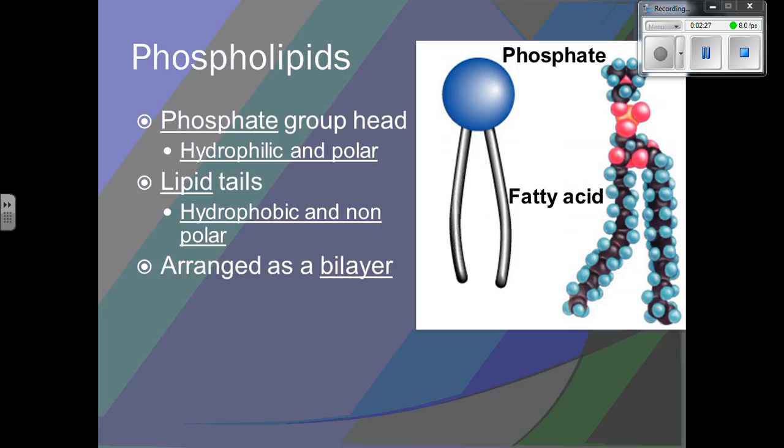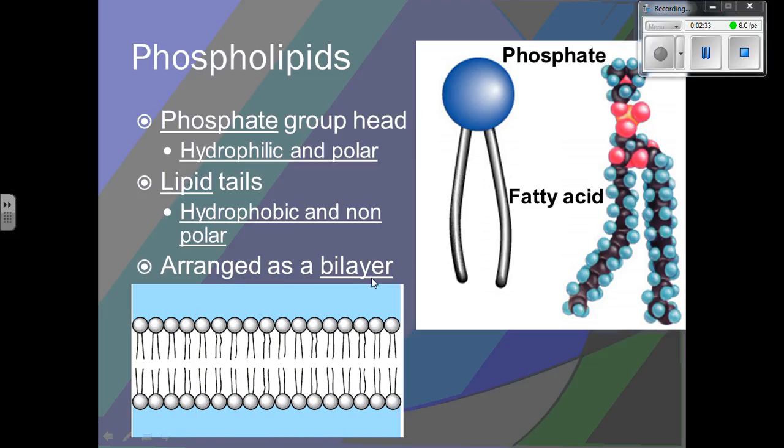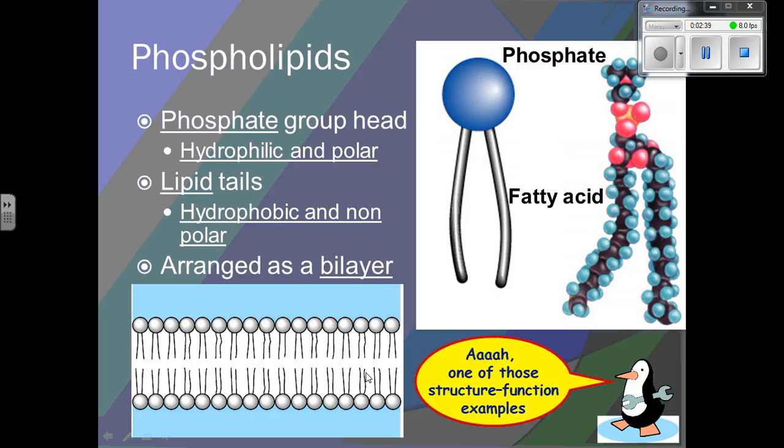I'm going to look at the arrangement. It's arranged in what's called a bilayer, a phospholipid bilayer that looks like this. We have molecules on the top and molecules at the bottom. So, again, one of those structure and function examples.